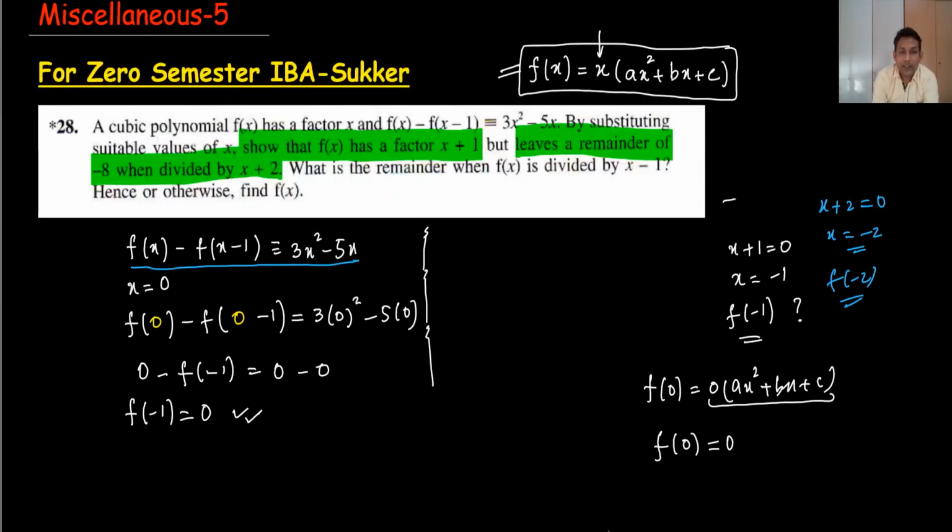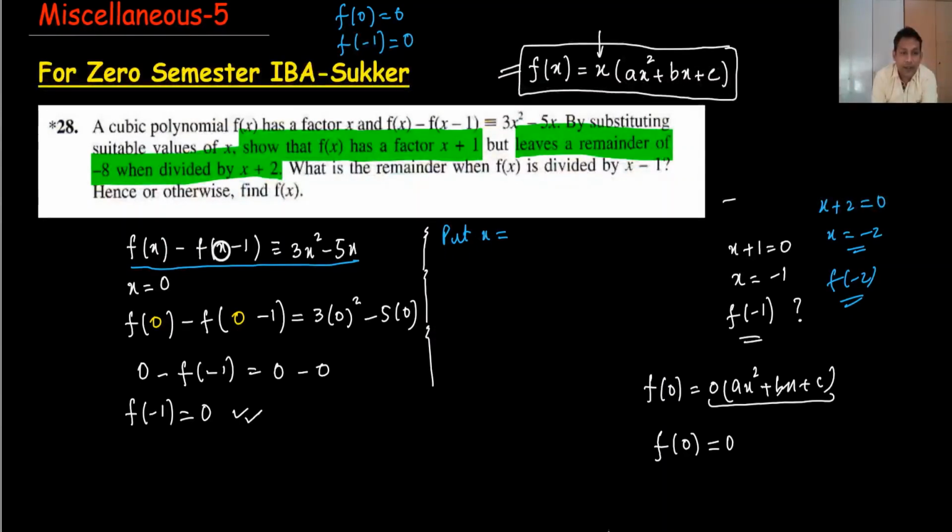I will not write x equals minus 2. No. If I write x equals, okay, f of minus 1 is given now. We have two values: f of 0 is 0 and f of minus 1 is 0. We have two values now.